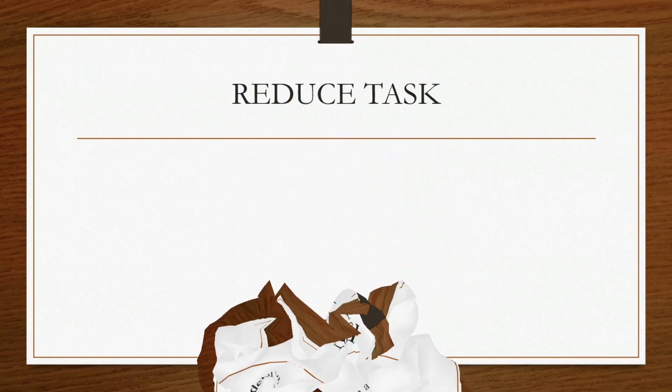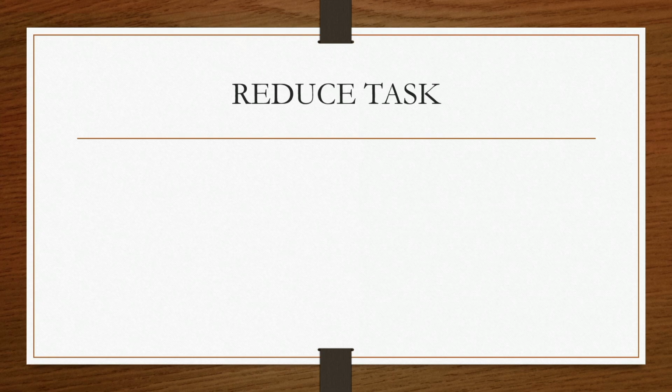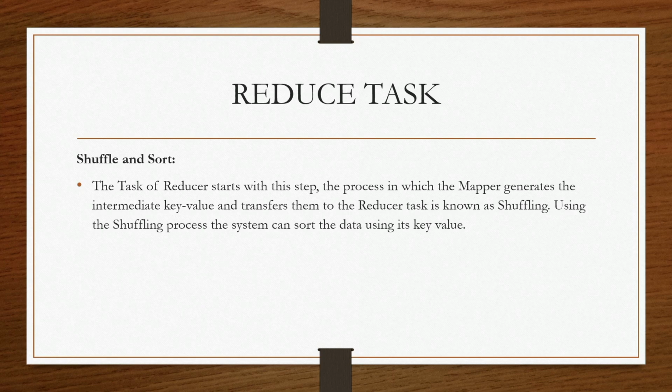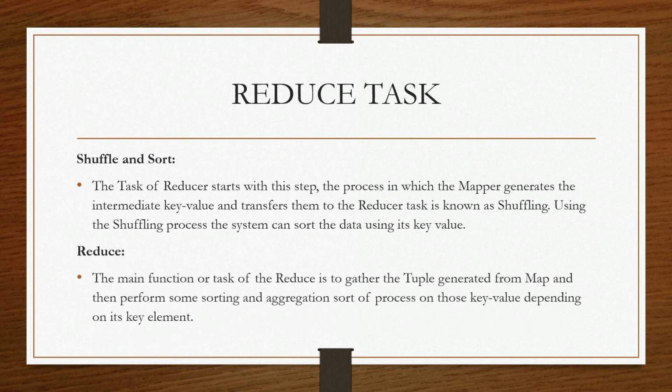Shuffle and sort. The task of the reducer starts with this step. The process in which the mapper generates the intermediate key-value pairs and transfers them to the reducer task is known as shuffling. Using the shuffling process, the system can sort the data using its key value. Once some of the mapping tasks are done, the shuffling begins. That is why it is a faster process and does not wait for the completion of the tasks performed by the mapper.